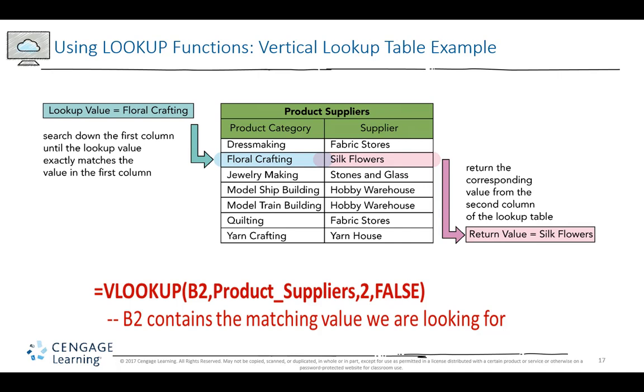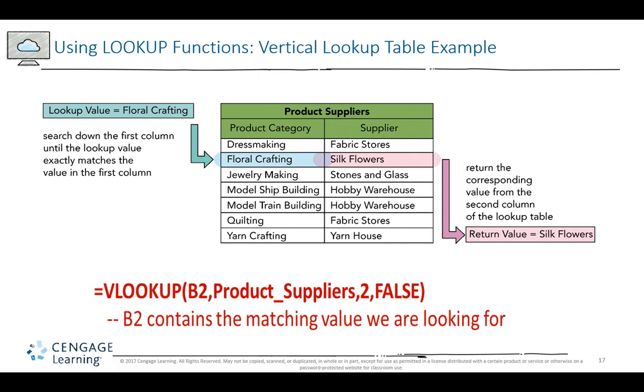Here is a pictorial of using the vertical lookup table of product suppliers. Again, note, it will always be the first column of the table that we'll be looking in to find the match. So VLOOKUP B2 had a value of floral crafting. We see that we find a match for that in the product supplier, column 1, product category, and then we pull the supplier value, which is column 2, as the result from our lookup.